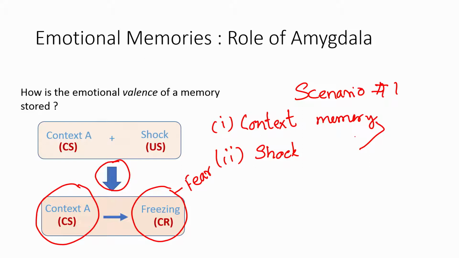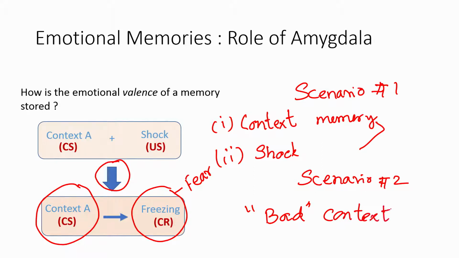The other way, a very simplistic way to look at it, is that you actually store the context memory as: this is a bad context. All that you do is just say it is a bad context, nothing else. Okay. Number 2, you just say that context A is a bad context, that is all. Now, these two are very, very different phenomena that can invoke different processes and can mean different things for behavior.